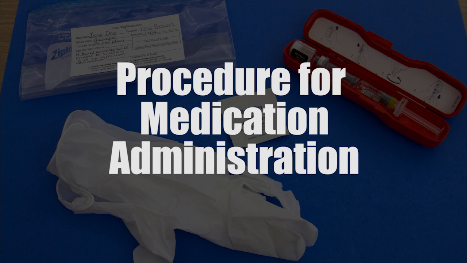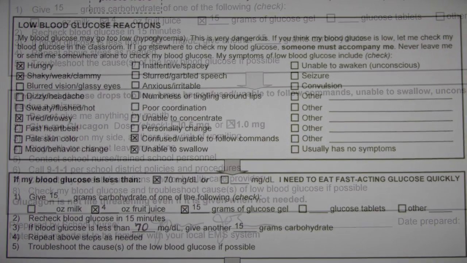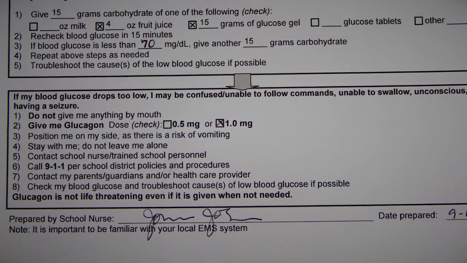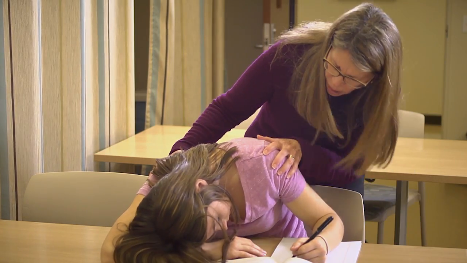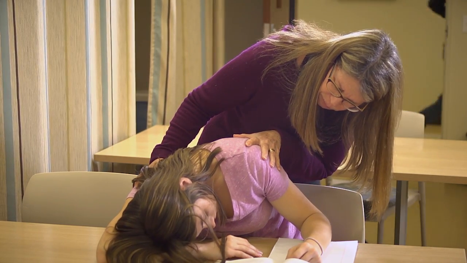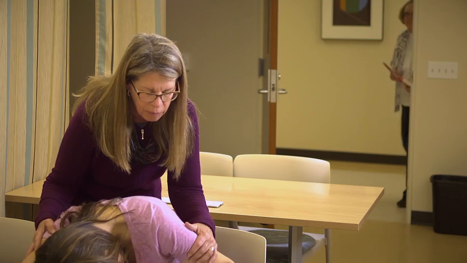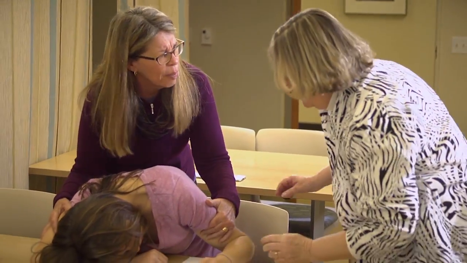Procedure for medication administration. Identify that symptoms of a severe low blood sugar reaction are present, and that based on the child's diabetes emergency plan, medication needs to be given. Call for assistance. Ask that another school staff person call 911 or emergency medical services. Explain the procedure to the child at his or her level of understanding.